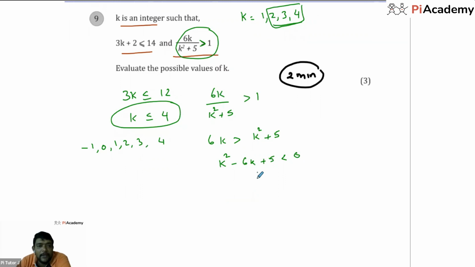So if you factorize that, it's k minus 5 times k minus 1. So k equals 5 or k equals 1. And because it's underneath the 0, k is greater than 1 and less than 5. Good. Then if you draw it on a number line, the parts that intersect, okay, so it is 2, 3, 4, right?